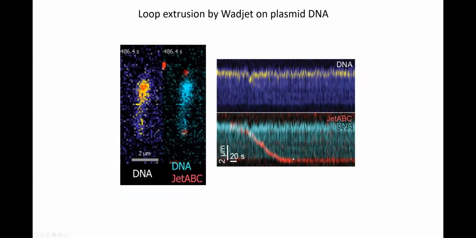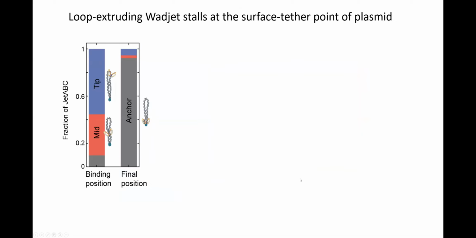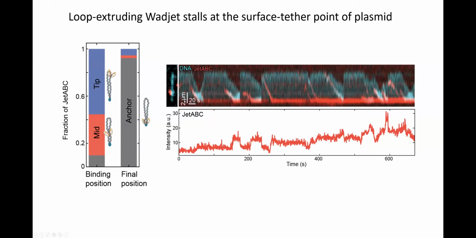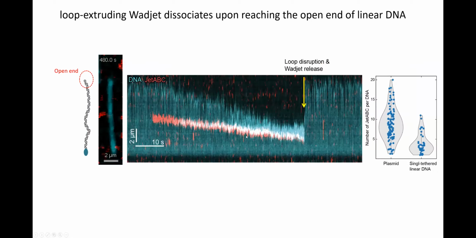Which you also can see in this kymograph. And what we observe is that through the extrusion, these proteins get more and more. First, they initially bind somewhere in the circular DNA, and then they end up at the anchor tethered point of the circular DNA. Over time, more and more proteins accumulate near the surface of the flow cell, and therefore more and more proteins are now situated at this near-surface point.